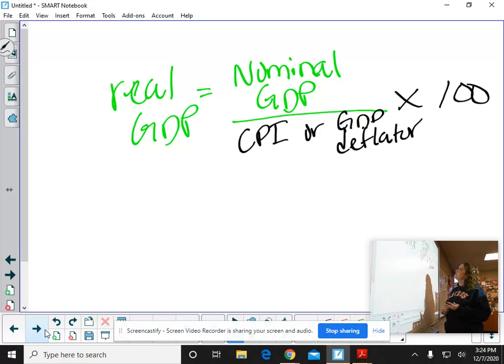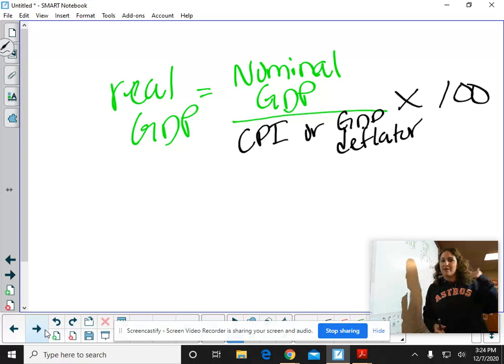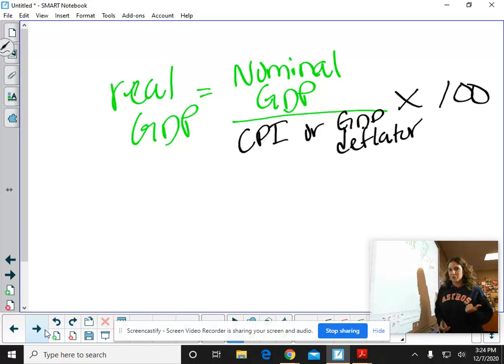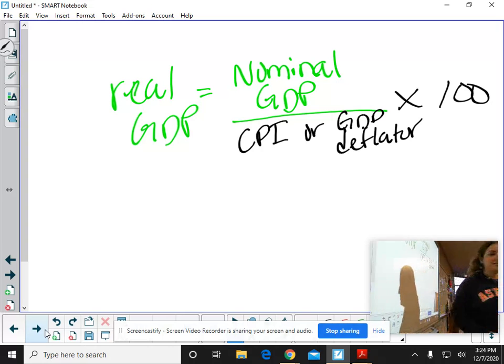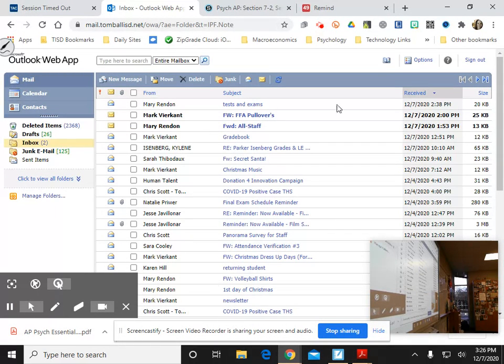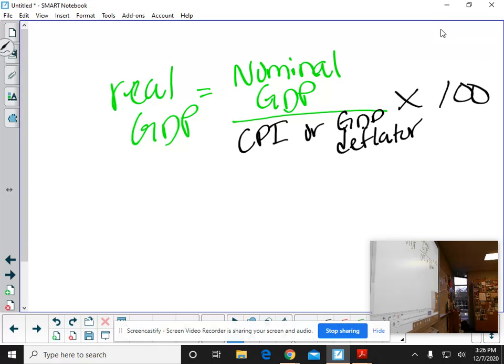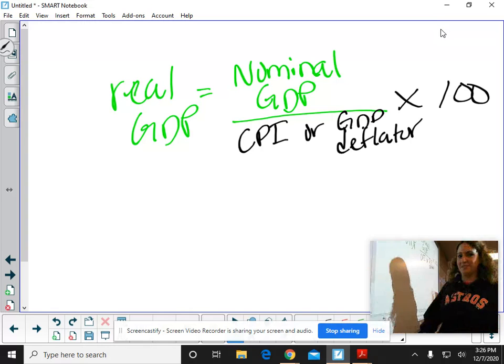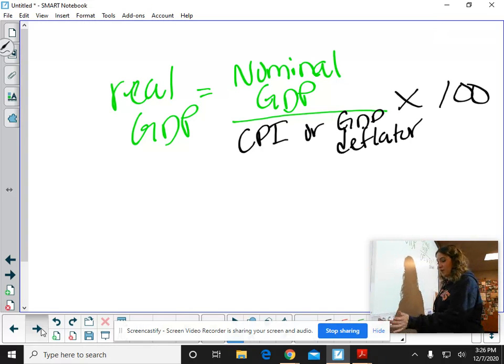I'm trying to think if there's anything else of GDP that I want to say before I move on to inflation. I'm going to pause it really, really quick. I'm going to quickly look at my notes just to make sure that I haven't missed anything, and then I'll come back. Okay, we're back, and I did not miss anything, so we're moving right along.